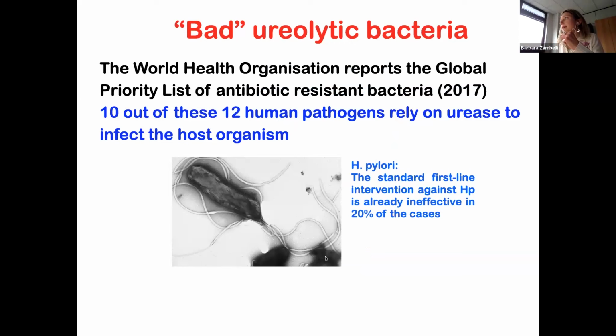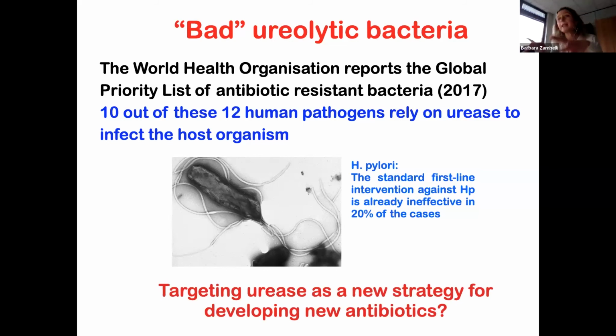For example, in the case of Helicobacter pylori, which is a neurolytic bacteria for which urease is really needed for its growth, for this bacterium, the antibiotic intervention fails in about 20% of cases. So the idea is that targeting urease can be a new strategy to develop new antibiotics.